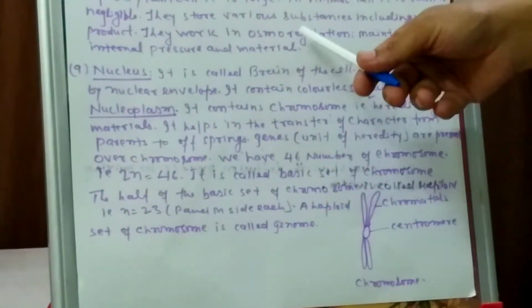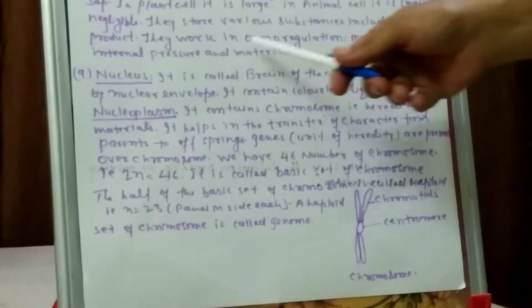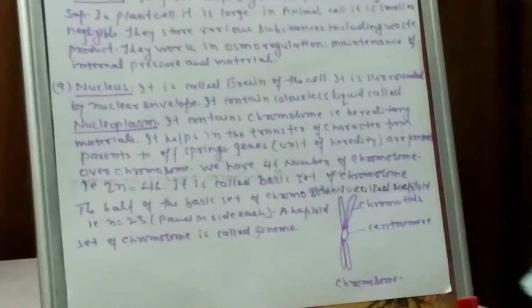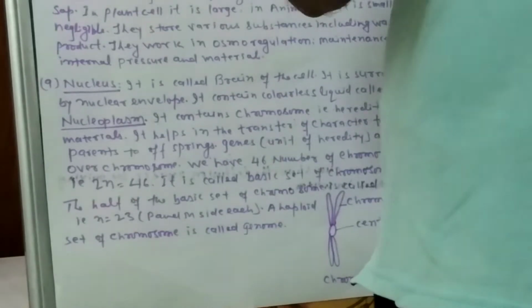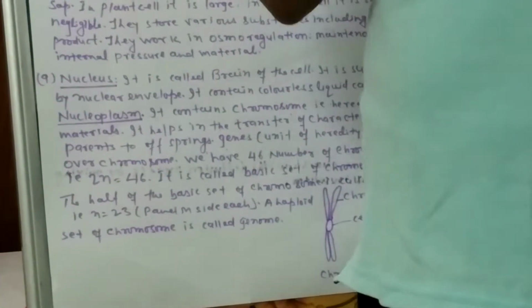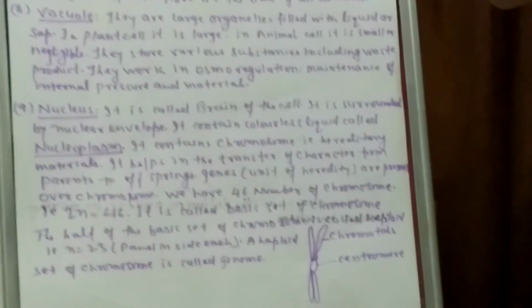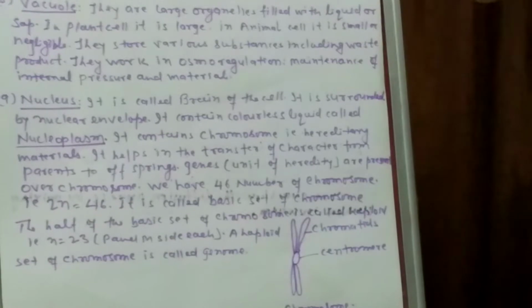They work in osmoregulation. Osmoregulation means the maintenance of the amount of salts and water in our body, and that osmoregulation is also helpful in maintaining the metabolic activities of our bodies. Now what is metabolic activity? All the reactions, all the processes that take place in our body are known as metabolic processes or metabolism.